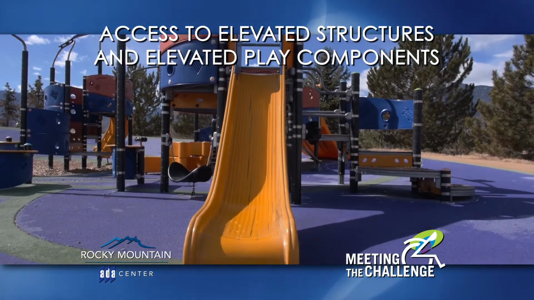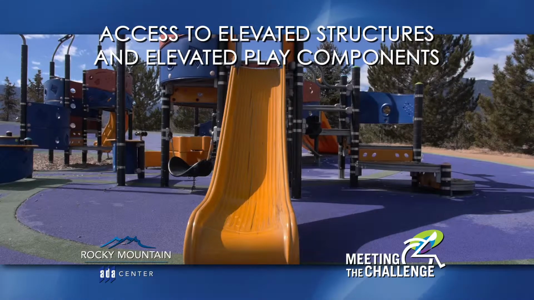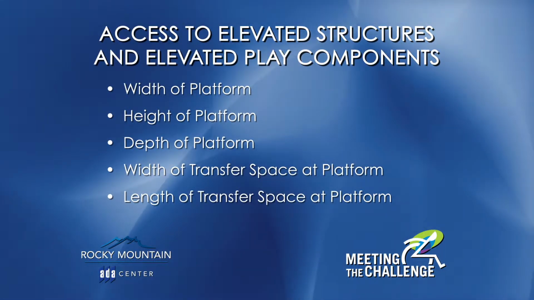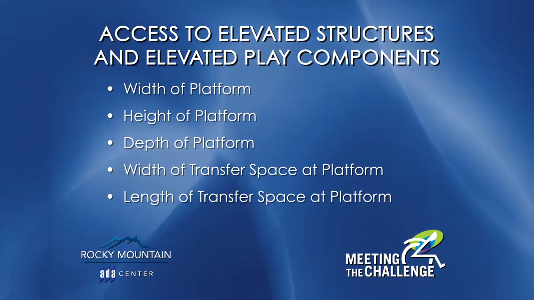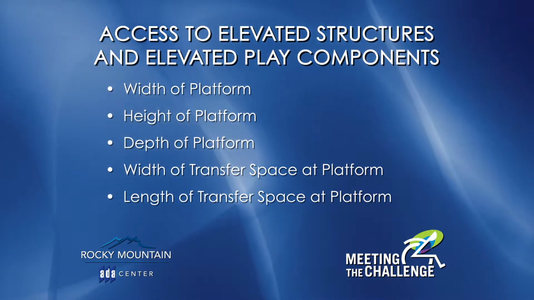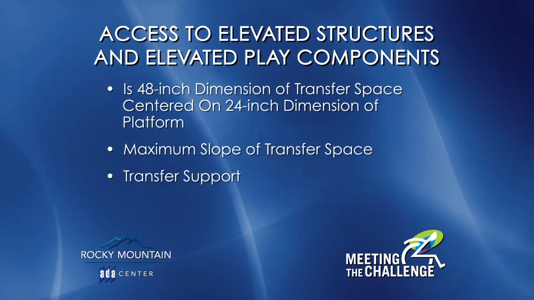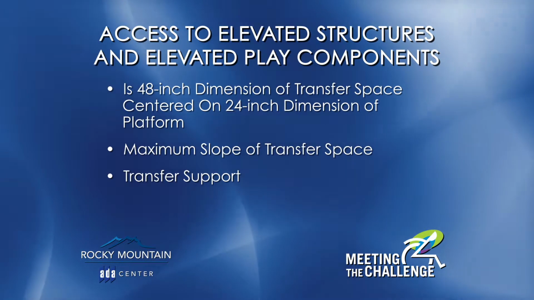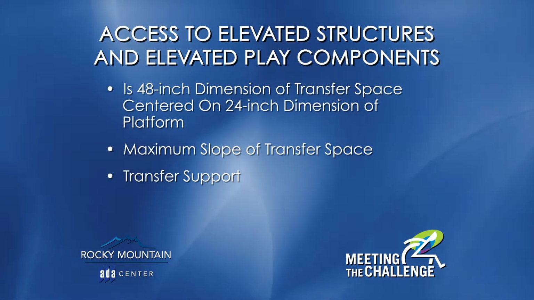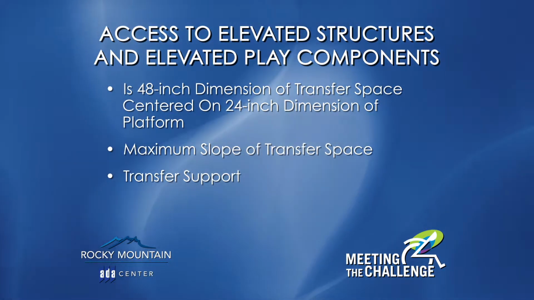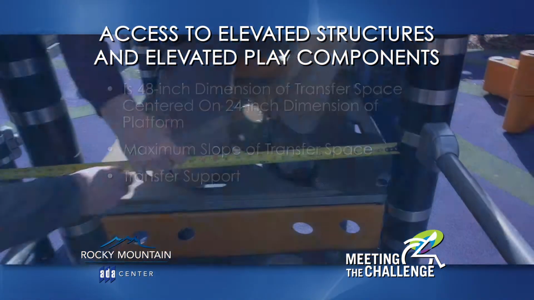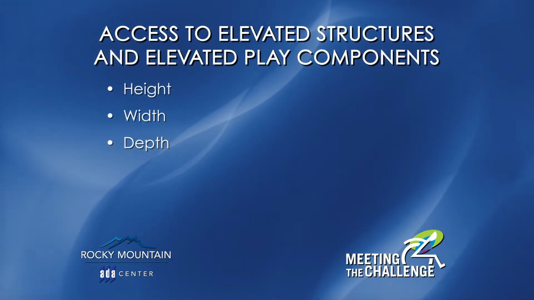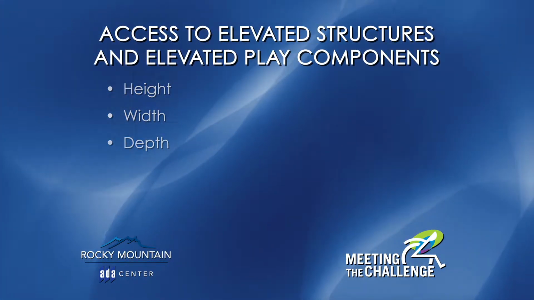Attributes of transfer platforms or systems that must be observed or measured include width of platform, height of platform, depth of platform, width of transfer space at platform, length of transfer space at platform. Is 48-inch dimension of transfer space centered on 24-inch dimension of platform? Maximum slope of transfer space, transfer support. Attributes of transfer steps that must be observed or measured include height, width, depth.